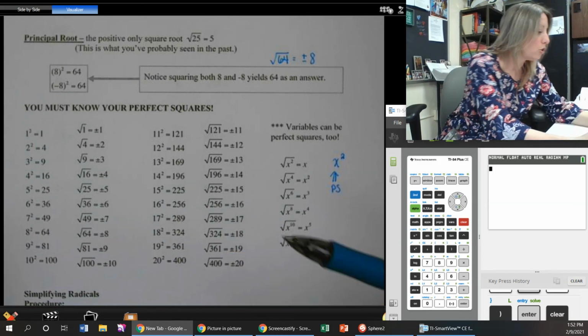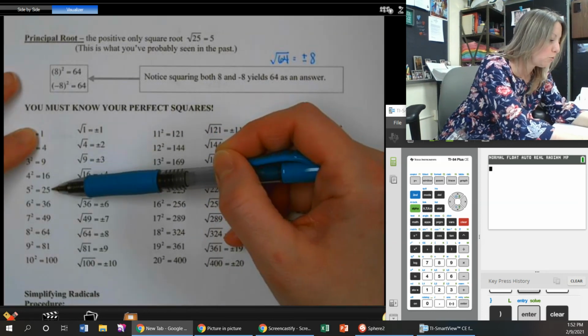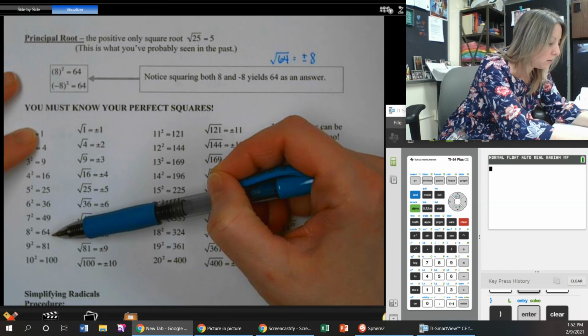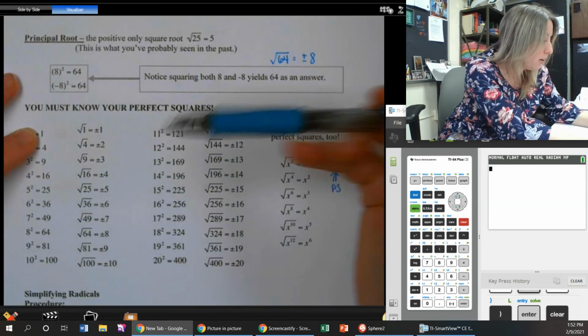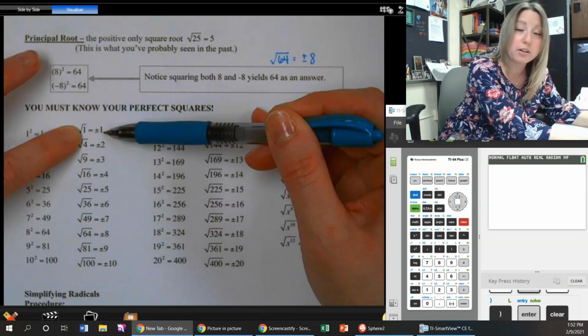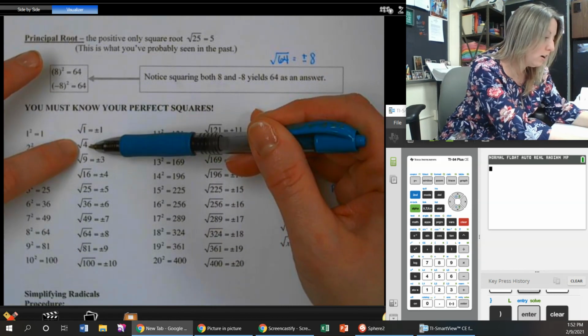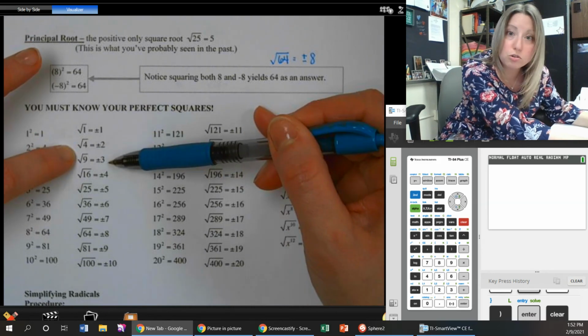Okay? So perfect squares are like 1, 4, 9, 16, 25, 36, 49, 64, 81, 100. Because if I put these values under a radical, the square root of 1 is plus and minus 1. The square root of 4 is plus and minus 2. The square root of 9, plus and minus 3.